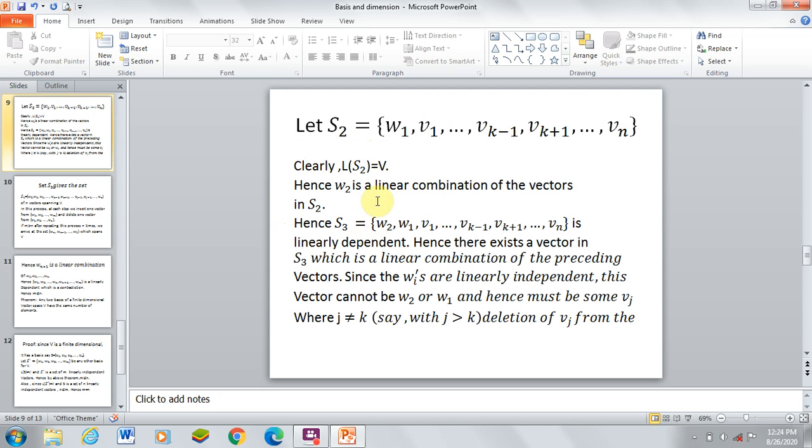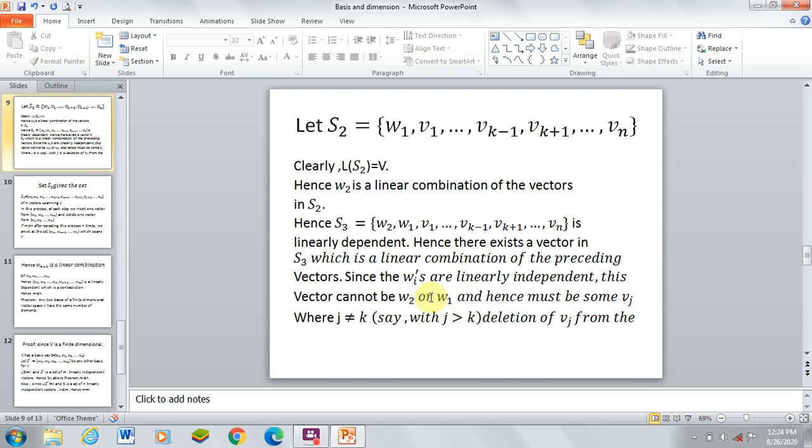Hence, S3 equal to inserting that element W2, comma W1, V1, Vk minus 1, Vk plus 1, etc., Vn is linearly dependent. Hence, there exists a vector in S3, Vj, that is a linear combination of the preceding vectors.